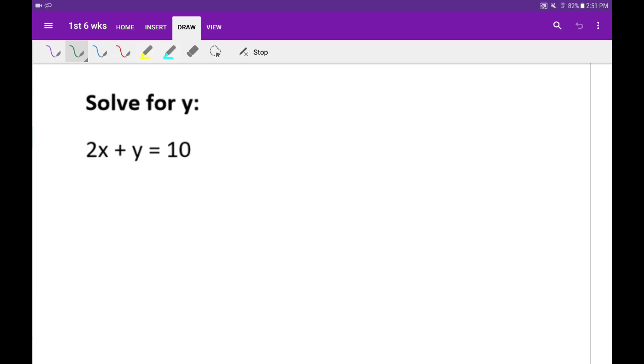Okay, solving for y. So here we have two variables. It's impossible to solve for either one of these variables because we have two unknowns and one equation. So we have to have two equations to solve for both of these. But sometimes they want you to solve for just one of the variables.